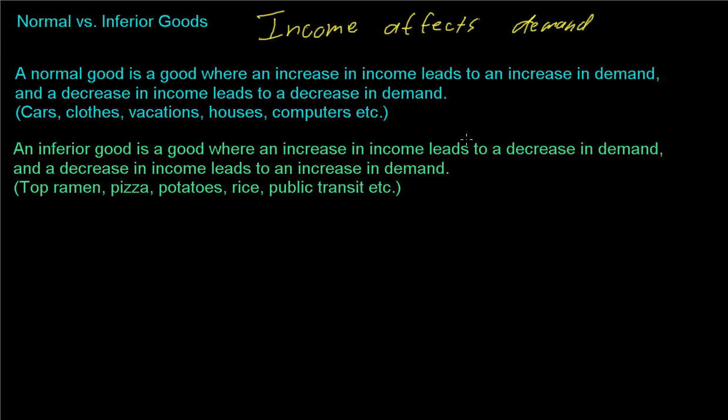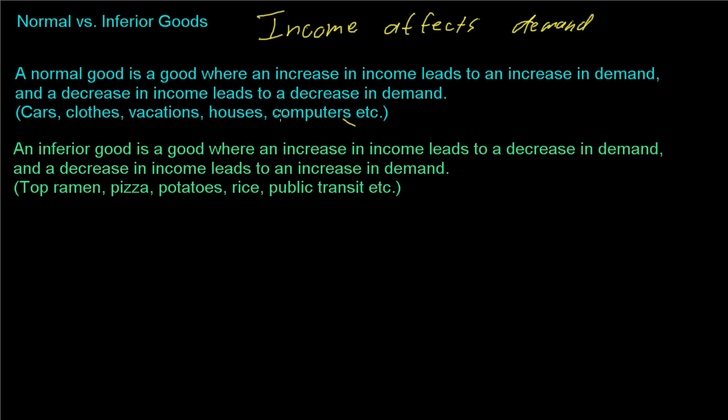And so basically economists have split it up into two different categories, either a normal good or an inferior good. So a normal good is a good where an increase in income leads to an increase in demand, and a decrease in income leads to a decrease in demand. Said simply, these are things that if you have more money, you buy more of, and if you have less money, you buy less of. Common examples are cars, clothes, vacations, houses, computers, and I'd say a large majority of goods are normal goods that you buy less of if you have less income and you buy more of if you have more income.